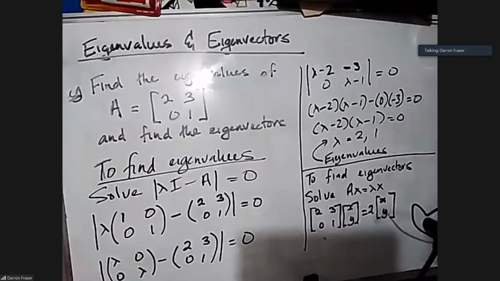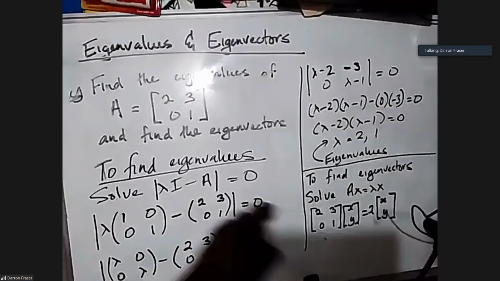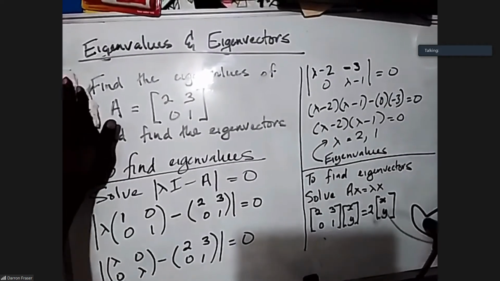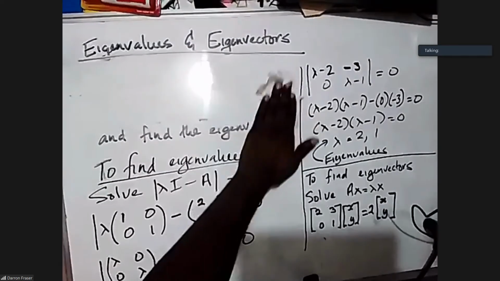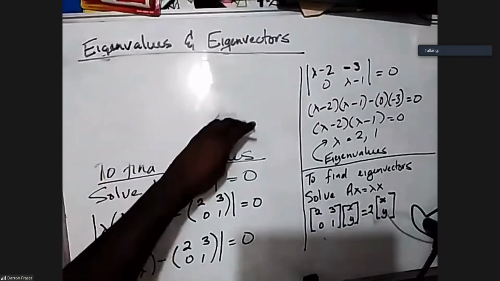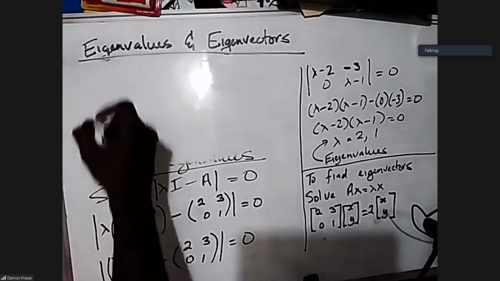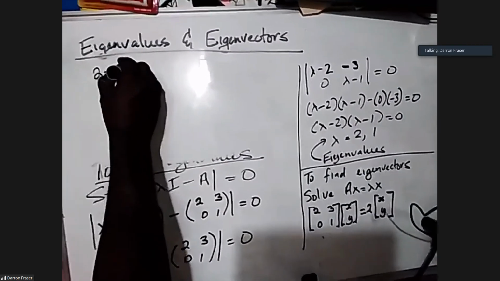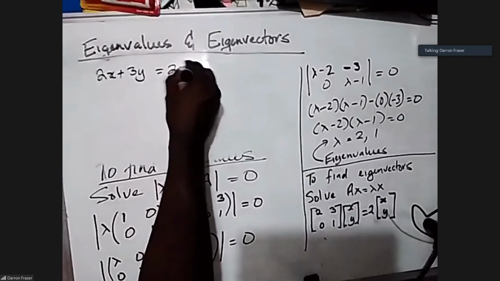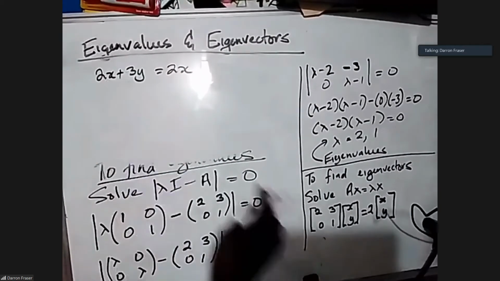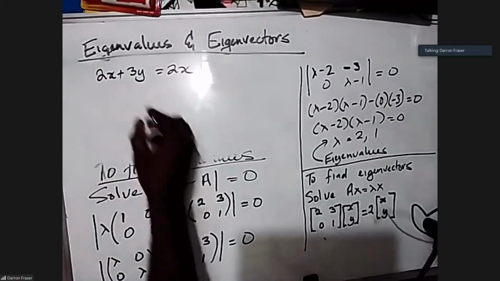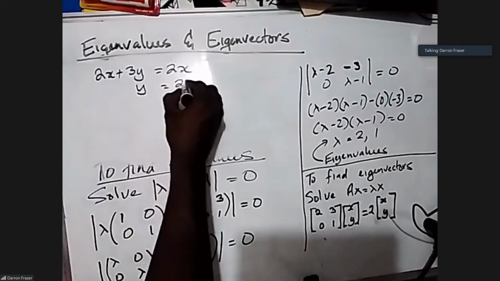So this is going to give me 2x plus 3y is equal to 2x when you multiply this out. So that's 2x plus 3y is equal to 2x. And 0, this is y equal to 2y.